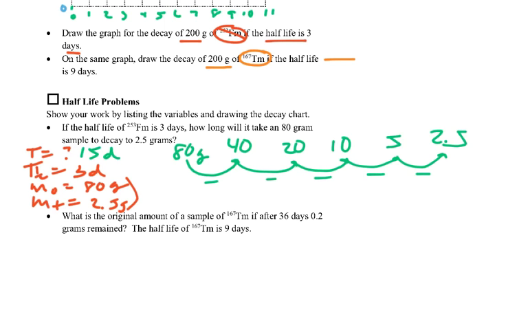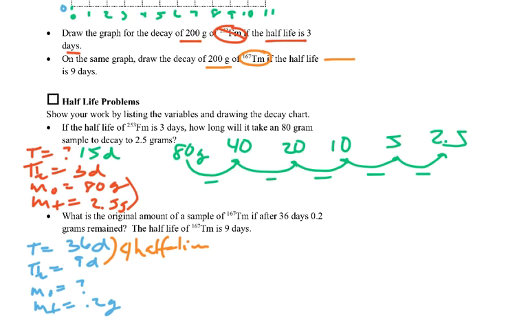Okay, on the next problem, we have the same 4 variables: the time, the half-life, the mass at time 0, and the mass at time t. It asks, what is the original amount of a sample? So we're looking for mass at time 0. After 36 days, 0.2 grams remains, and the half-life is 9 days. One of the things we mentioned before is that if you have these two numbers, you divide them, and that gives you the number of half-lives. So we have 4 half-lives.